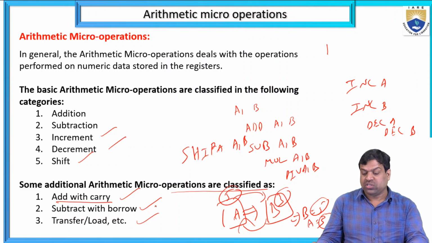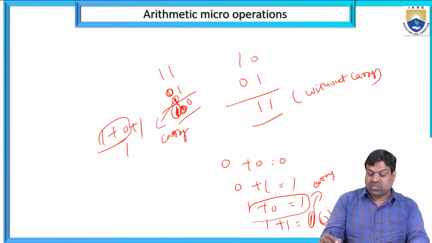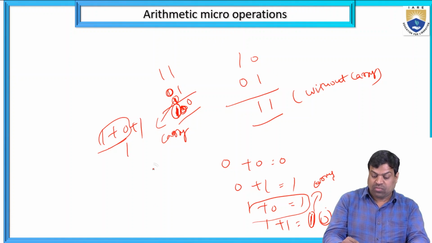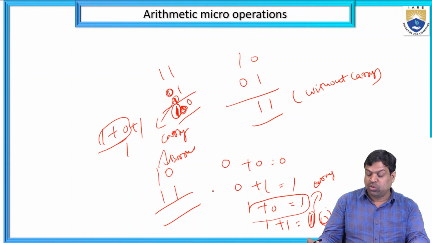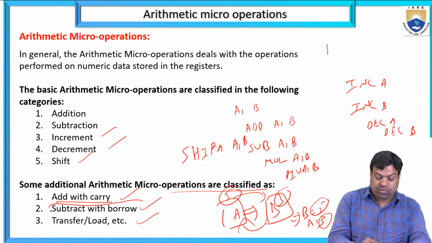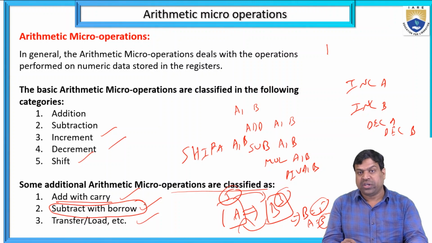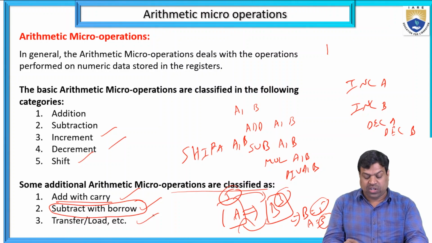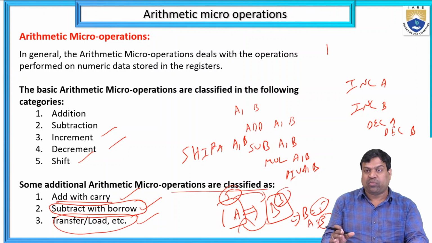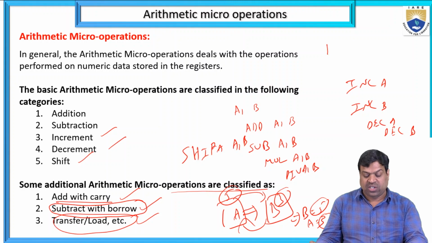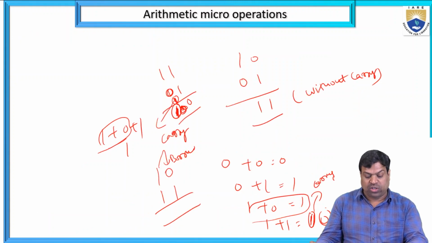Next, subtract with borrow. Suppose 0 minus 1 is possible? No, I am taking the borrow from here. Then only we are doing the subtraction. So if you need a borrow, you can take the borrow and subtract. And transfer or load, etc. Transfer means we are transferring the data from one register into another register. This is a transfer or load.